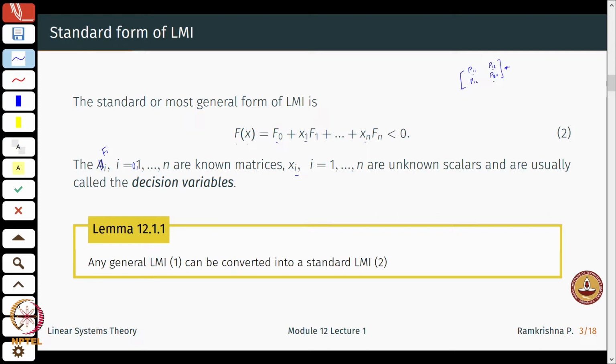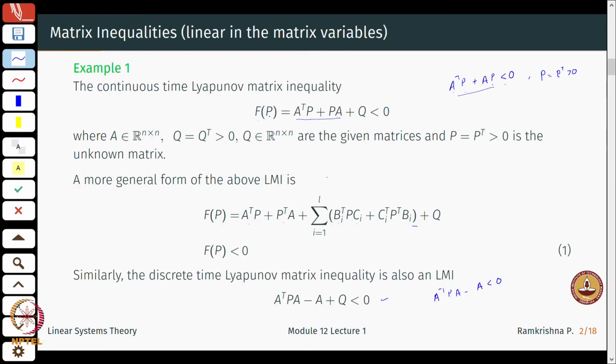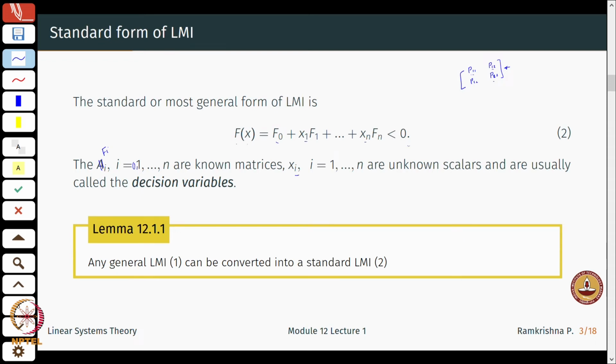There is a little result which I will not prove in general, but I will give you a little example of, that any general LMI of this form here can be converted into an LMI in the standard form.